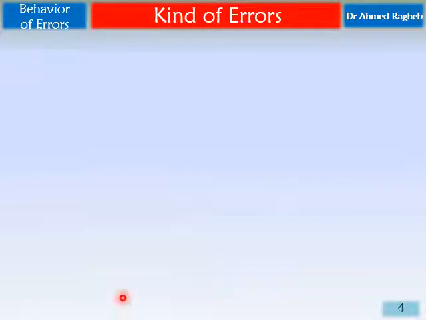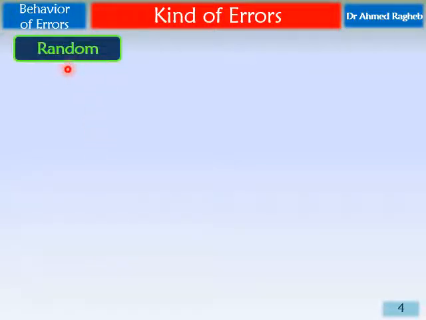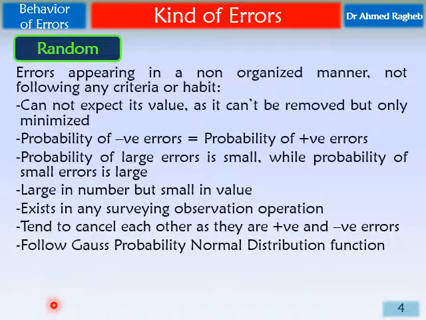The third type of error, which is the most common, is the random error, الخطأ العشوائي. And because it's called random, we don't know a lot about it. However, we know some properties of this error. The error appears in a non-organized manner, and unfortunately it doesn't follow any criteria or habit, so you can't expect its value, and you can't remove it, but you can try to minimize it as much as possible.